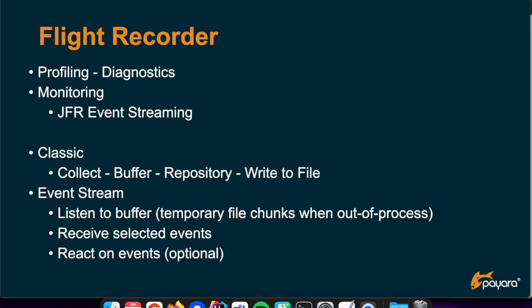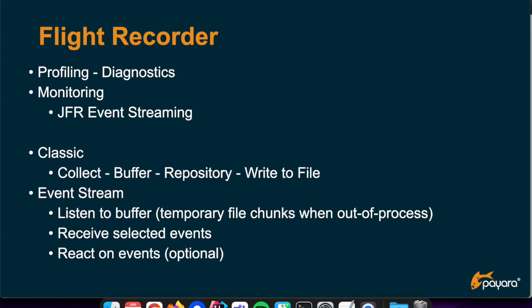The flight recorder, if you use it in a classical way for diagnostics, collects all the events and buffers them in memory, then later buffers them on the disk itself, in what's called a repository. And then if you request it, or if there is, for instance, an unexpected exit of the JVM, the file can be written with all the events of the last X number of minutes, for example.